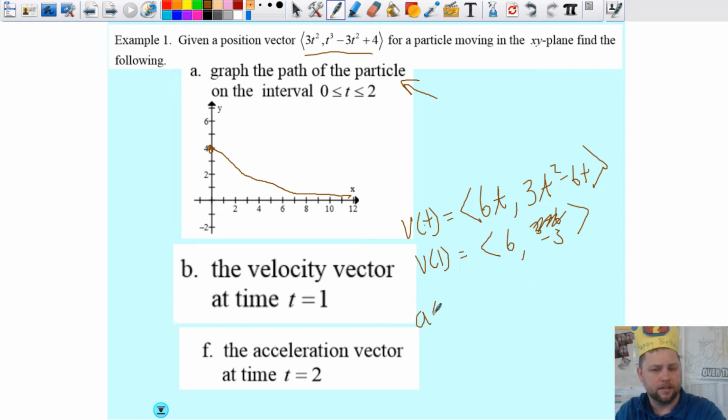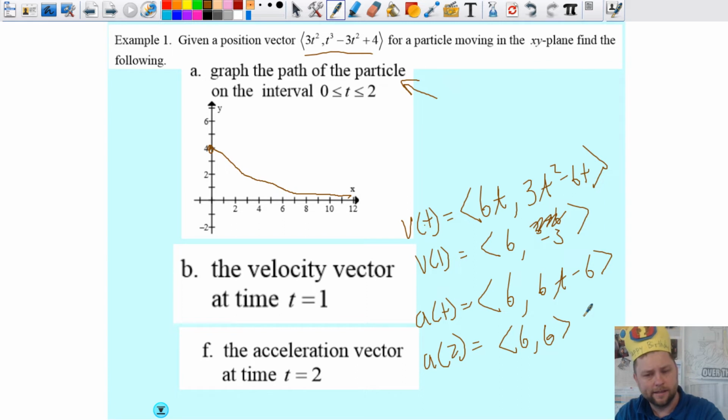Now if I want to find the acceleration vector, I'm going to differentiate velocity. It's going to be 6, comma, 6t minus 6. And your acceleration at time equals 2 is going to be 6, since that one doesn't change, and 6 times 2 is 12 minus 6, which will also be 6. That's your acceleration. So you differentiate these, plug it in. All right? Moving on to the next thing.